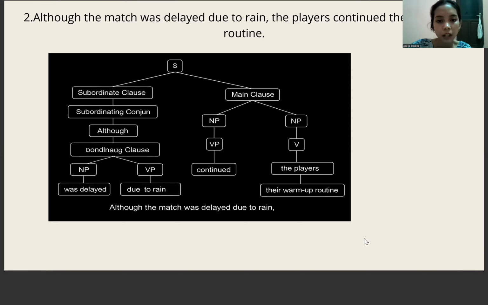So next we're going to talk about the main clause. In the main clause they have a noun phrase and a verb phrase. So in here they have a verb phrase as continued, and the noun phrase again, they have a determiner as in the players and the warm up routine.